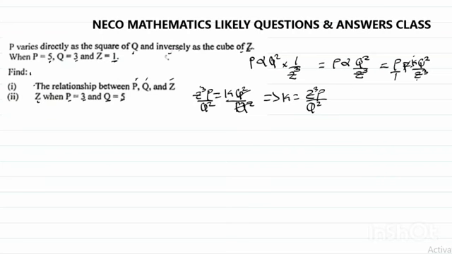The next thing now is to input your data, since P is equal to 5, Q is equal to 3, and Z is equal to 1. So let's put it here now, and then we get the value for our constant.